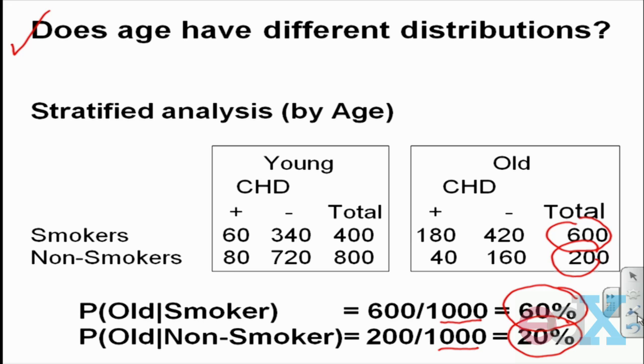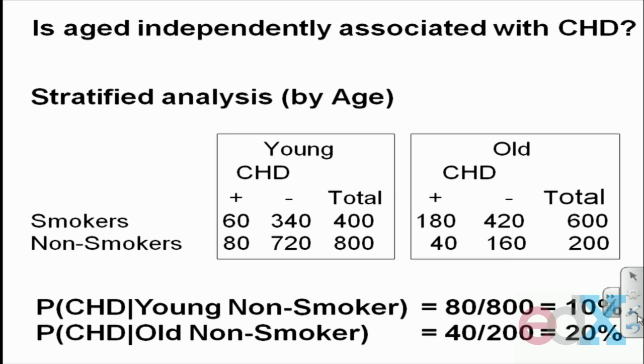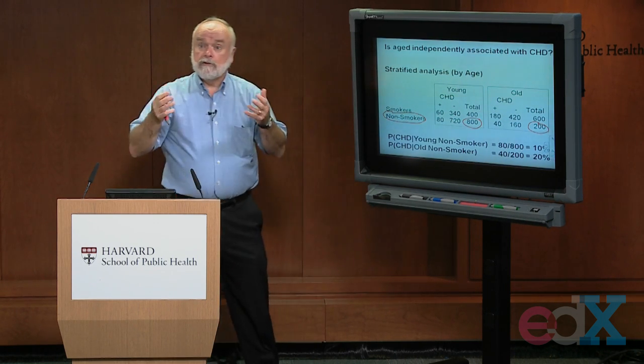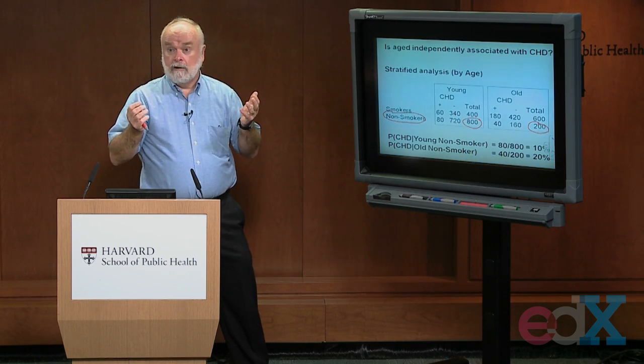The second criterion, the second component of that working definition, says age has to have an independent association with the outcome. Well, we can use that same data to answer that question, independently of smoking. So let's just look at the non-smokers. We have among the non-smokers 200 people who are old and 800 people who are young. What's the cumulative incidence of heart disease among non-smokers who are old compared to non-smokers who are young? Does it change when you move from the young to the old group? Does old age increase your estimated risk of getting heart disease?